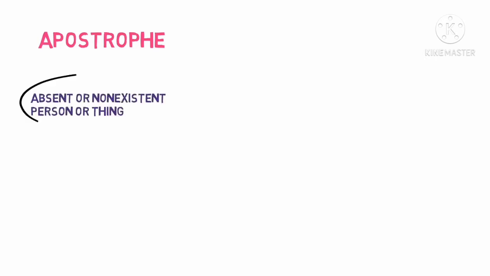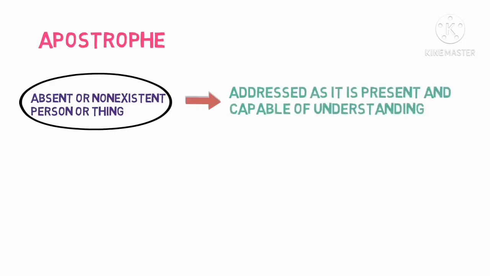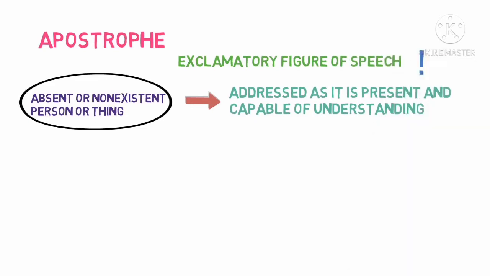Apostrophe. An apostrophe is a figure of speech in which some absent or non-existent person or thing is addressed as if present and capable of understanding. It is an exclamatory figure of speech as exclamation is used in it. Let's look into some examples of them. Life! I cannot understand you. Here, we are talking with life as if it is a living object and is capable of understanding us. Also notice the exclamation mark after life.